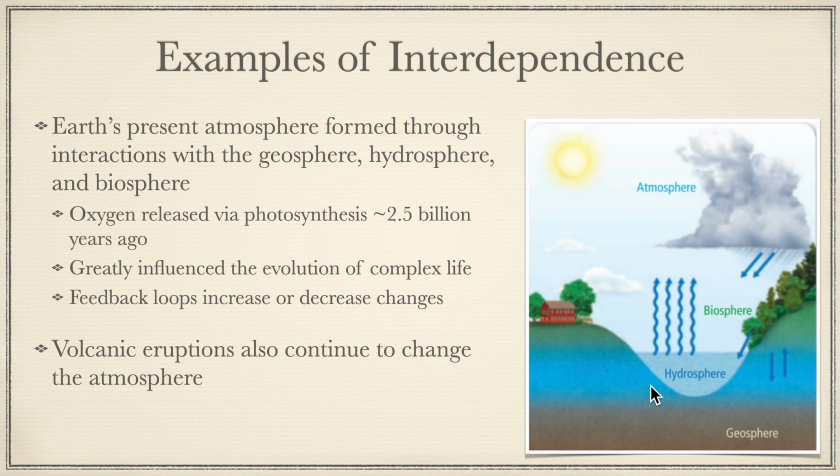Then you have feedback loops, which increase or decrease changes. So as you get more oxygen in the atmosphere, you would end up with a feedback loop that would create more complex life, and you'd have more organisms, etc. And then volcanic eruptions also continue to change the atmosphere today. Sometimes volcanic eruptions will cause periods of decreased temperatures because you have enough ash and stuff to block the sun, for example. But volcanic eruptions do still continue to change the atmosphere.